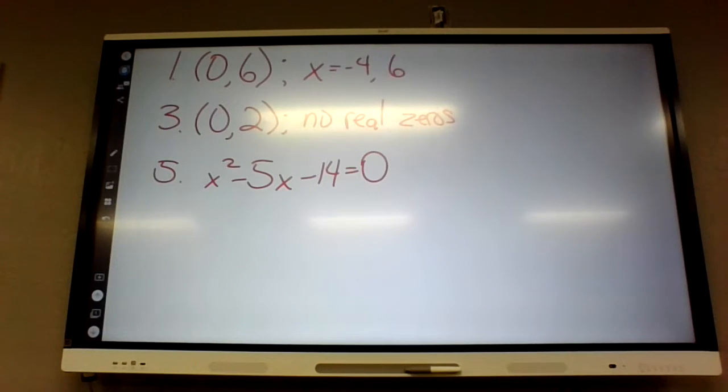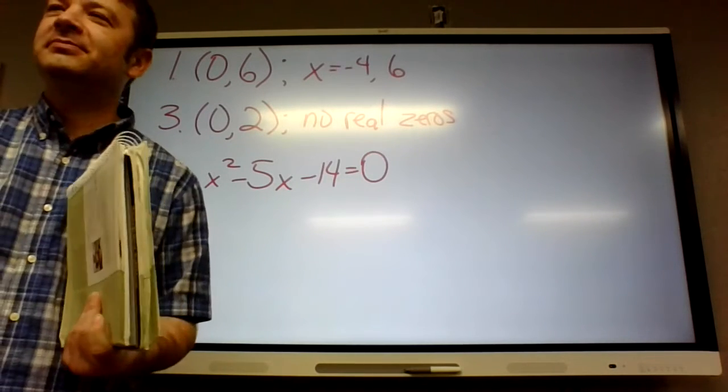I'll put it back up here since we're done with that test. Negative b plus or minus the square root of b squared minus 4ac over 2a. Almost everybody got that right on the test. Wait, who didn't? I'm going to have to call out names. Everybody. Call them out in front of everybody.